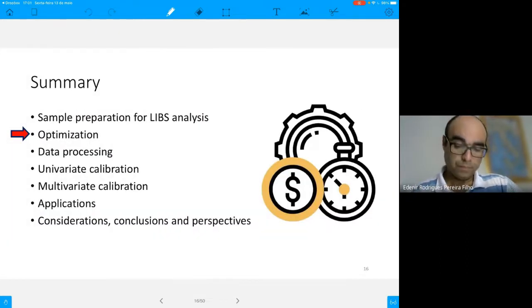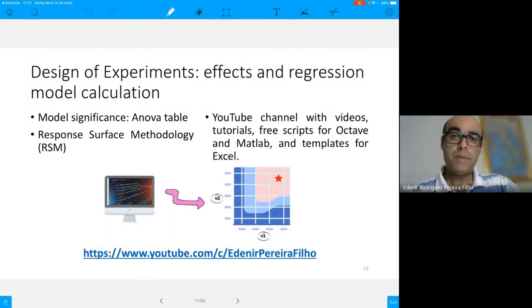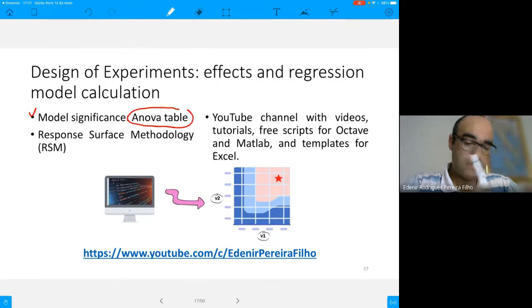Optimization. In LIBS, we have several variables to optimize, like the laser pulse energy, the spot size, and the delay time. In this optimization, we must use, for instance, design of experiments and calculate some statistical metrics like the ANOVA table. We can use response surface methodology.